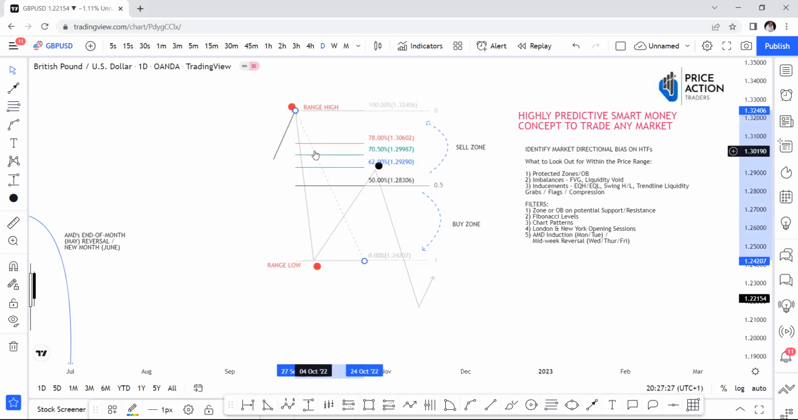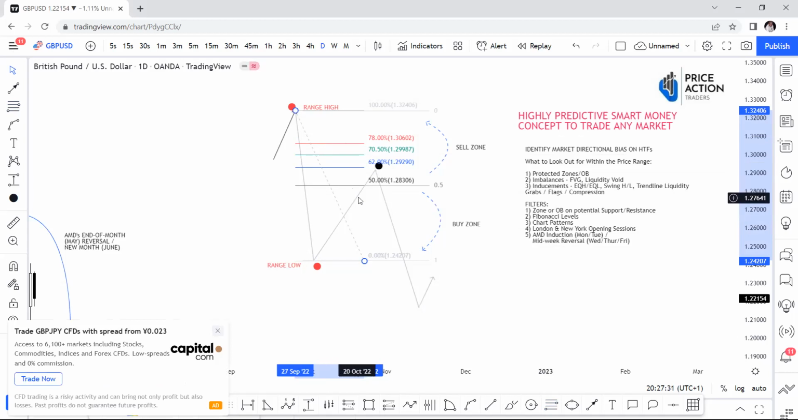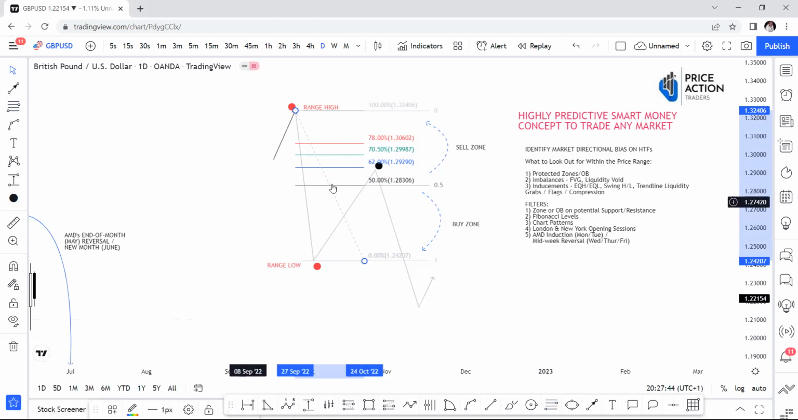So that gives you a very, very powerful signal. Then you look out for chart patterns. For example, you can get a three drives pattern above the 0.5 midpoint, or a head and shoulders pattern above the midpoint. Other patterns you can think of are rising wedges and triangles.